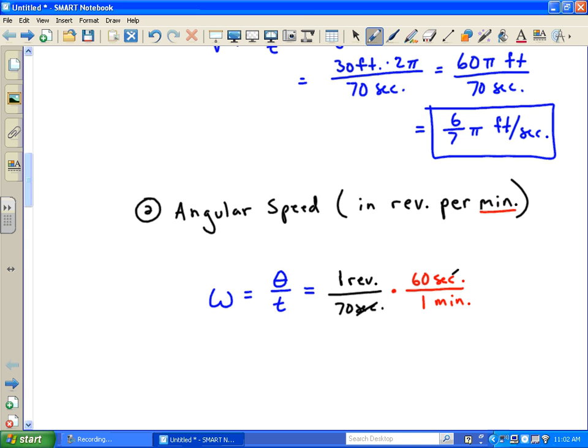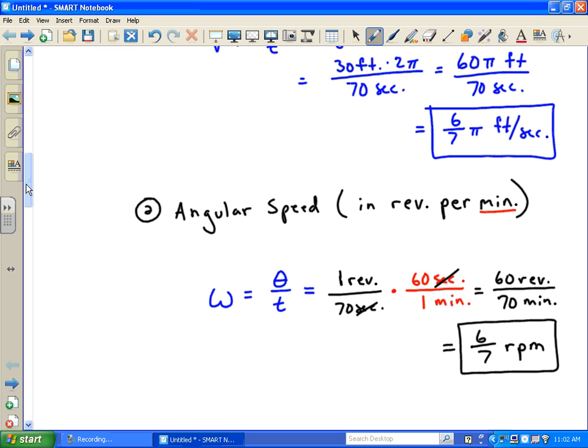The seconds you see will cancel out. On the top I'll have 60 revolutions per, on the bottom 70 minutes. And then that will reduce down to 6/7 revolutions per minute. And that's my final answer for angular speed. I could have also done this angular speed if they had asked me, I want the angular speed in radians per minute. What I would have done there is, instead of doing one revolution on the top, I would have done 2 pi radians on the top and then gone from there. This concludes the lesson on linear and angular speeds.